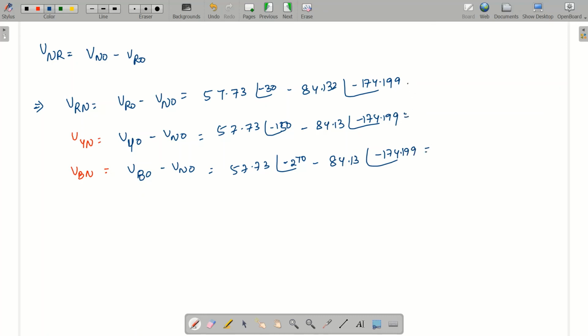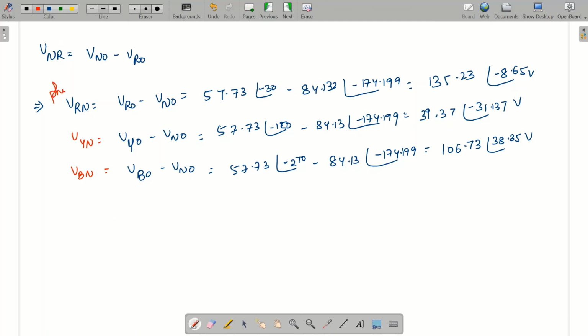Solve these three values, you are going to get the phase voltages as 135.23 at an angle of minus 8.65, 139.37 at an angle of minus 31.137, and 106.73 at an angle of 38.35 volts. Now these are my phase voltages.